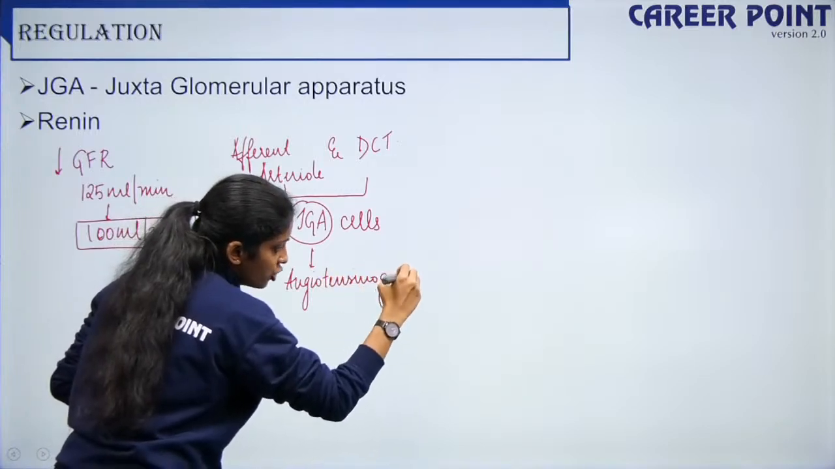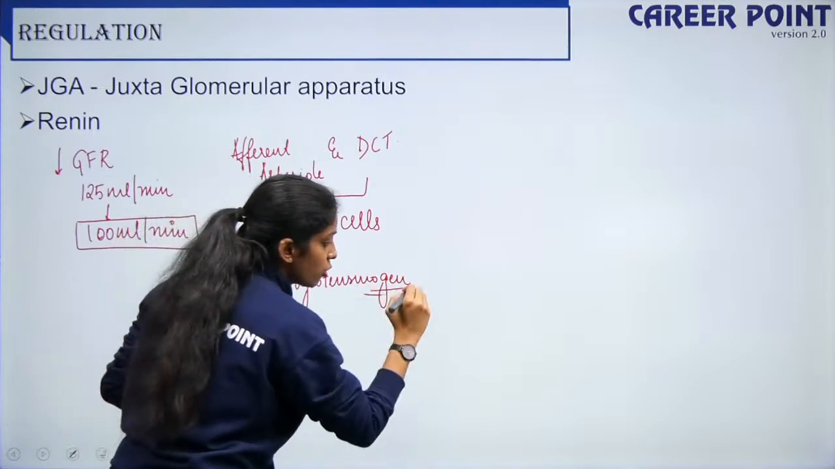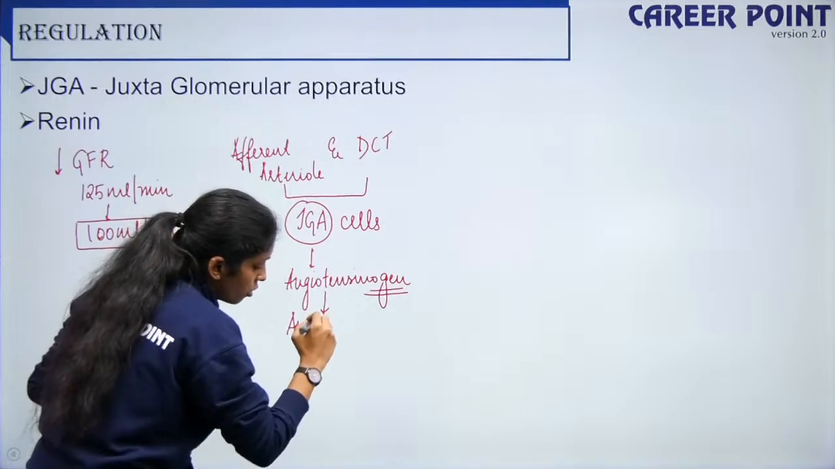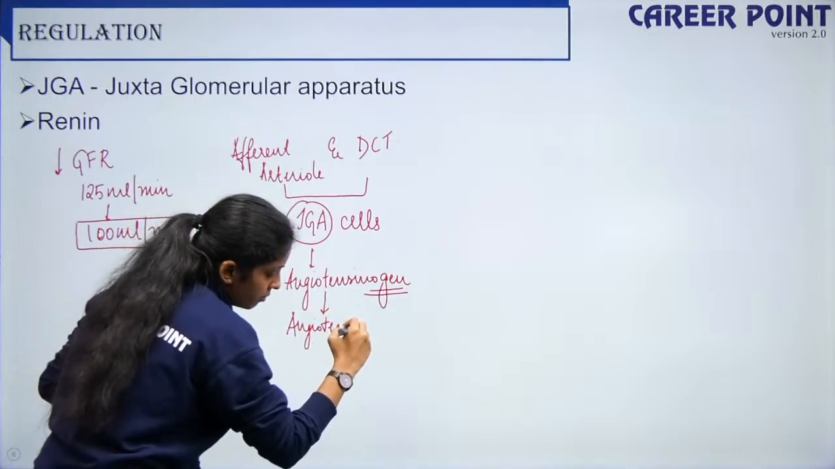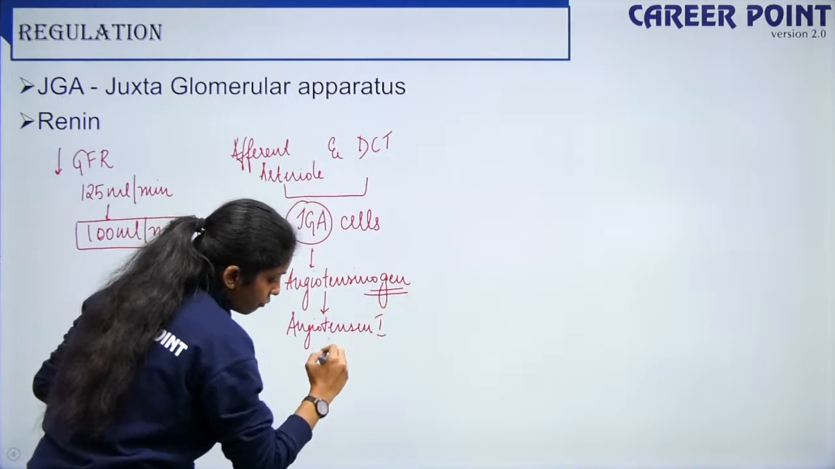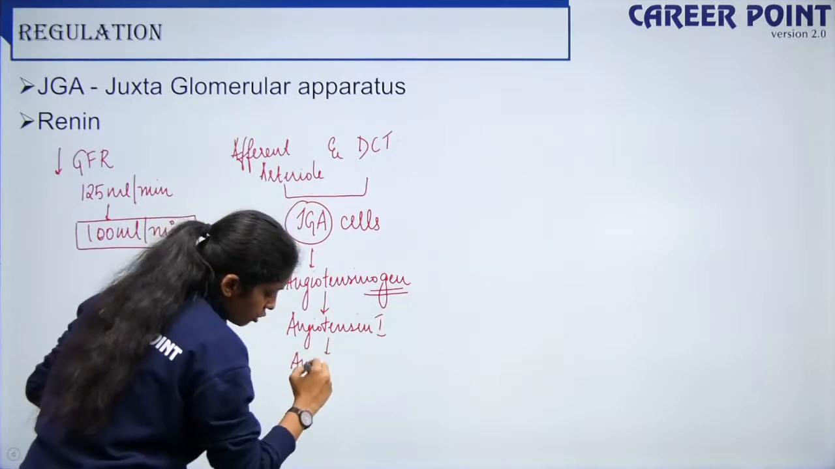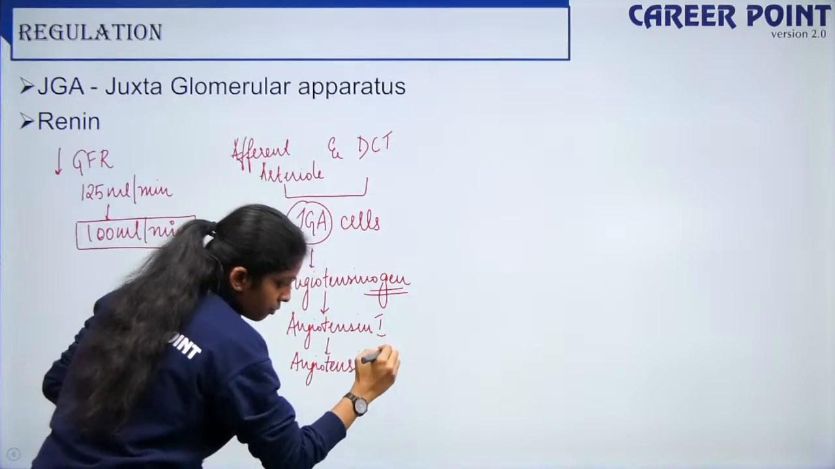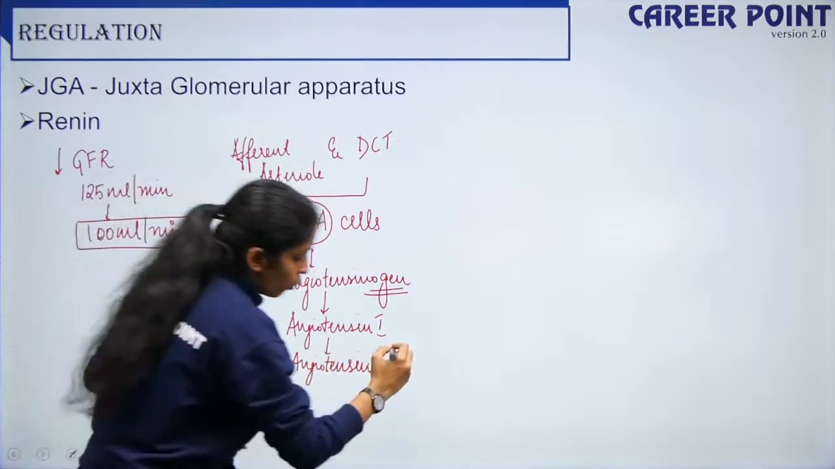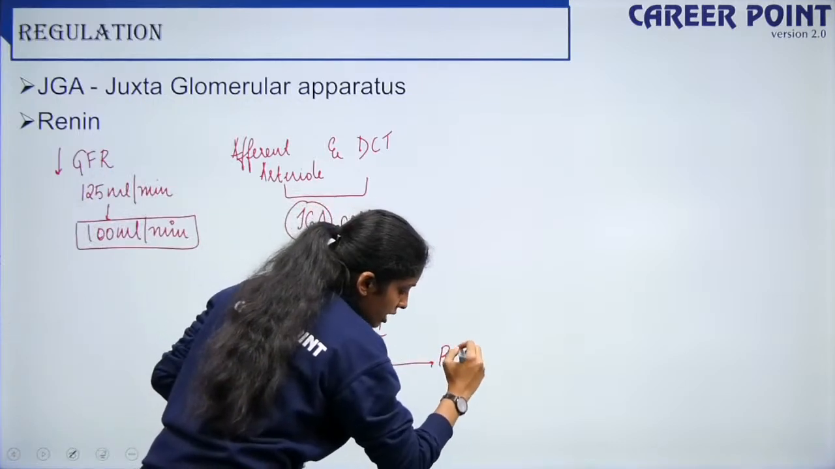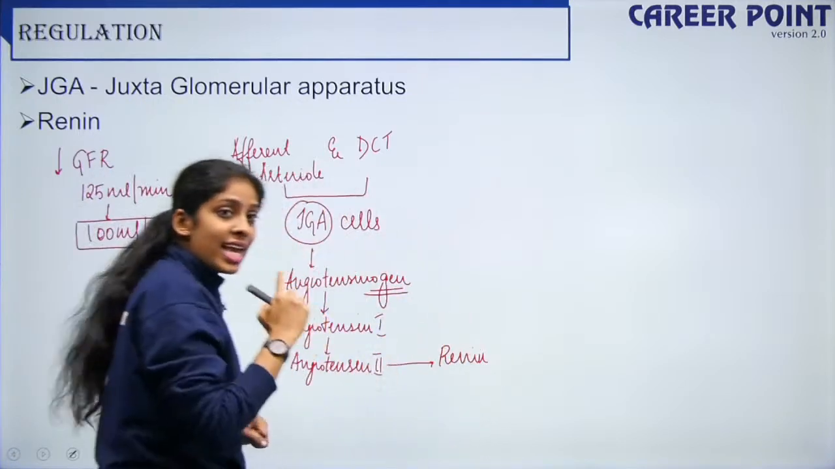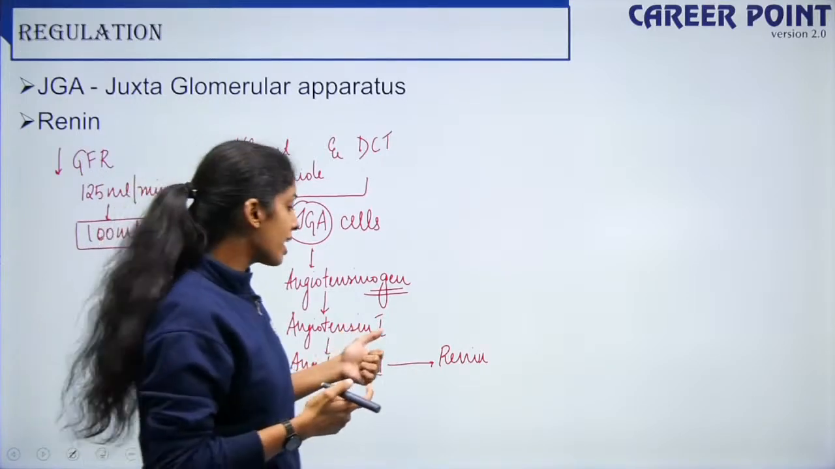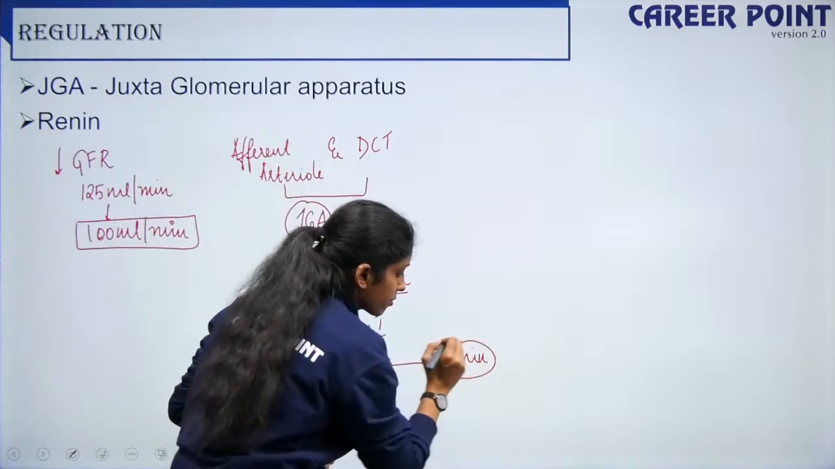Angiotensinogen is an inactive form. It gets activated into angiotensin 1, and further into angiotensin 2. Now this angiotensin 2 further activates another protein, that is renin. Renin comes in digestion, but here renin comes in the kidney.